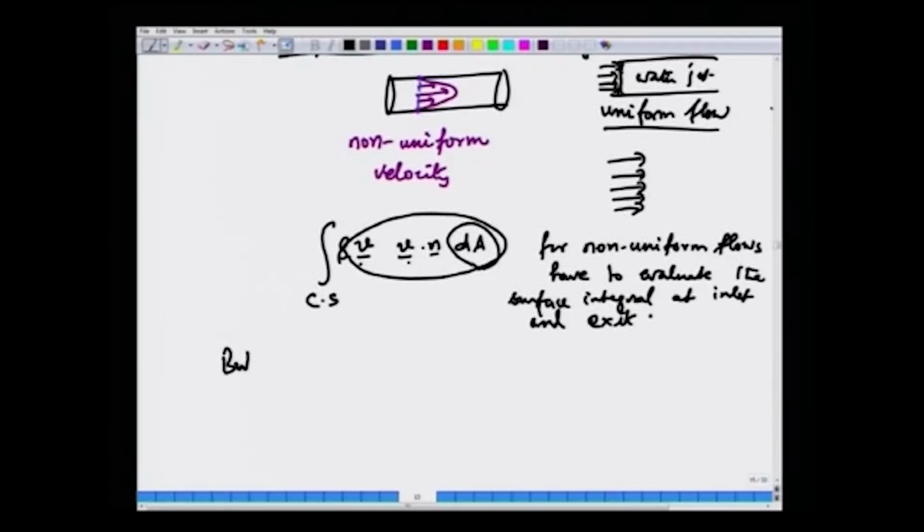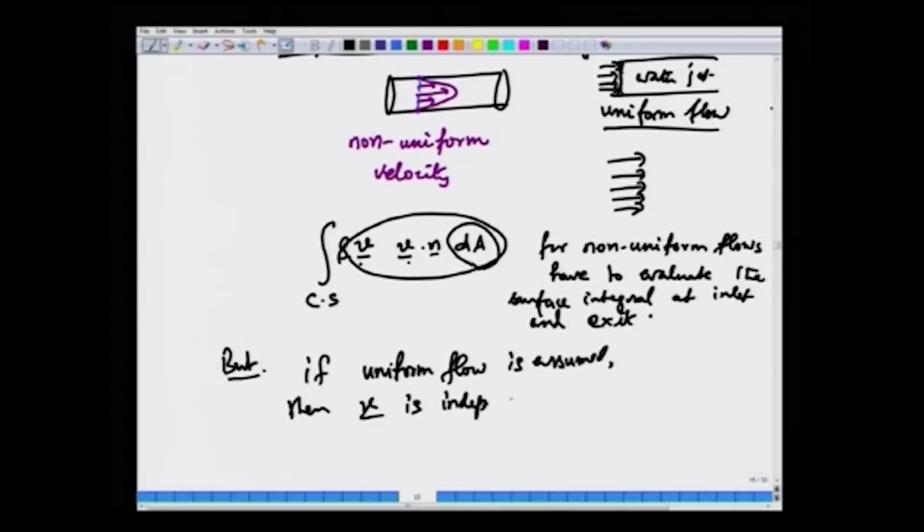But if uniform flow is assumed, then the velocity vector v is independent of the cross section. So, we can pull the velocity vector out of the integral sign.